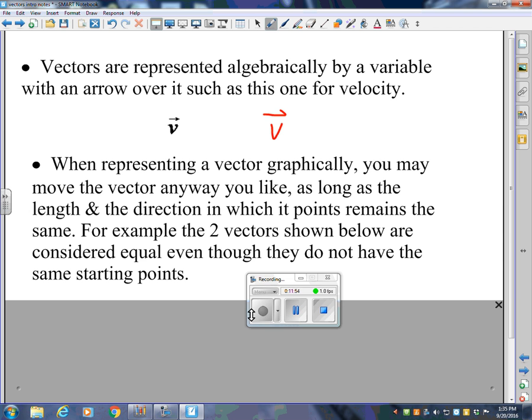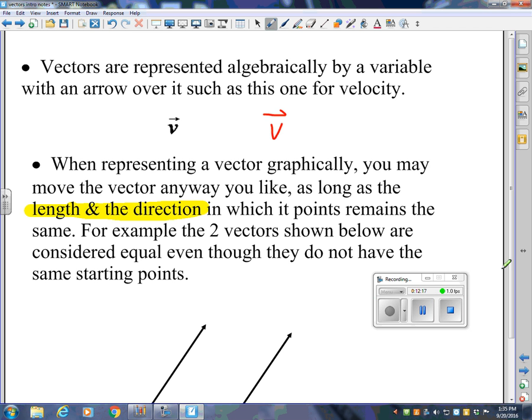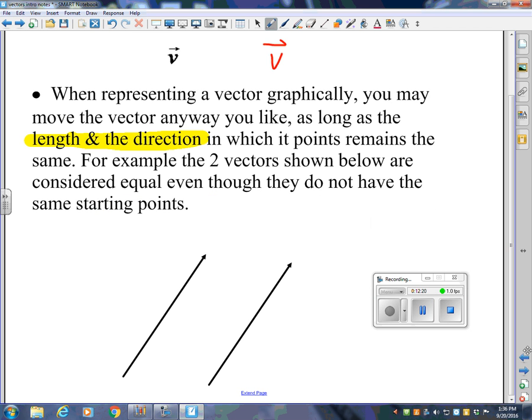Okay, now, key point here. When representing a vector graphically, you can move the vector any way you like, as long as the length and the direction in which it points remain the same. For example, the two vectors shown below are considered equal, even though they do not have the same starting point. How come? They're the same length, and they point in the same direction. See that there? So they are equal to each other.